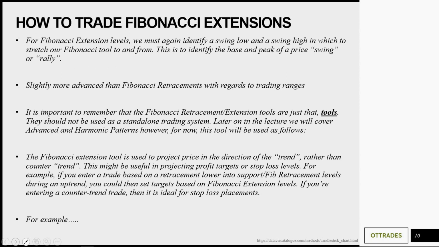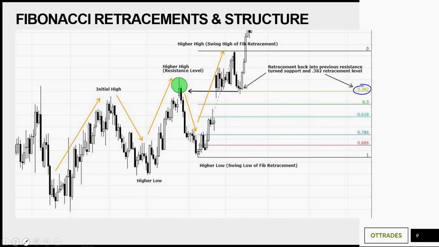Again, couple them with other indicators or price action, whatever. Now, the fib extension tool is used to project price in the direction of the trend rather than counter trend. So this might be useful in projecting profit targets or stop loss levels. For example, if you enter a trade based on a retracement lower into support fib retracement levels, like this, enter a trade based on a retracement.